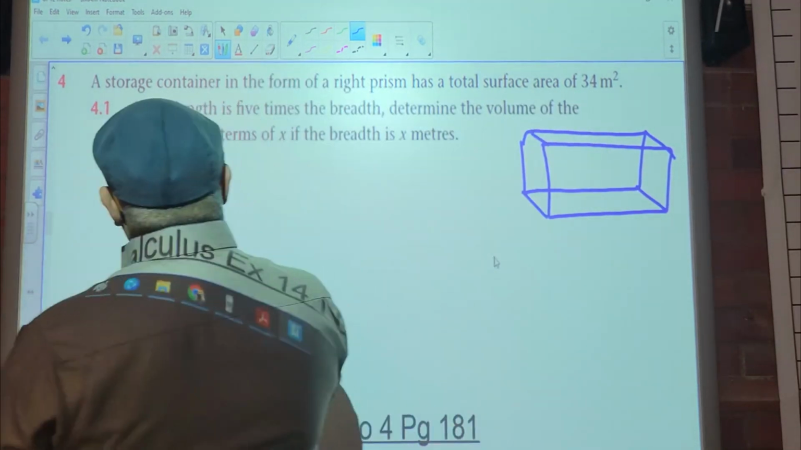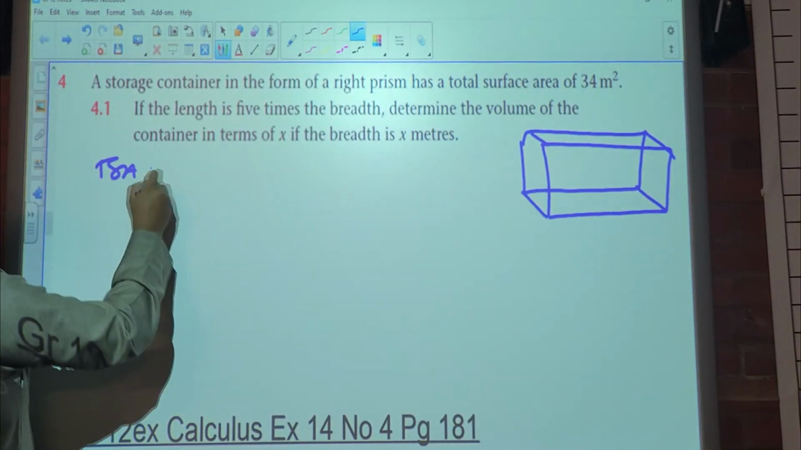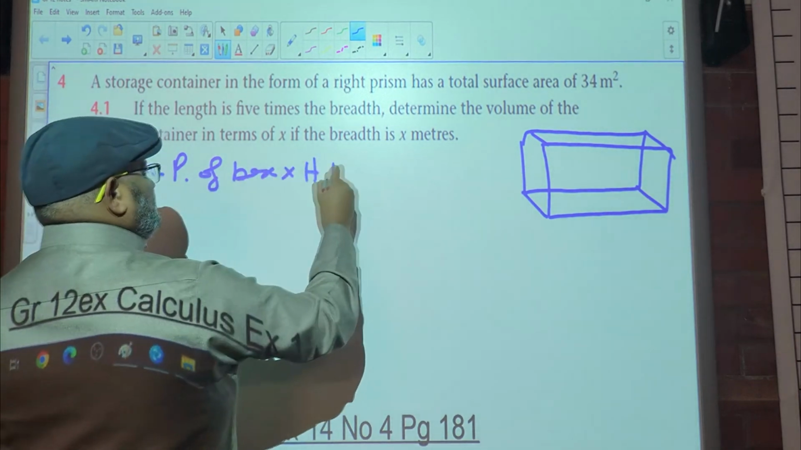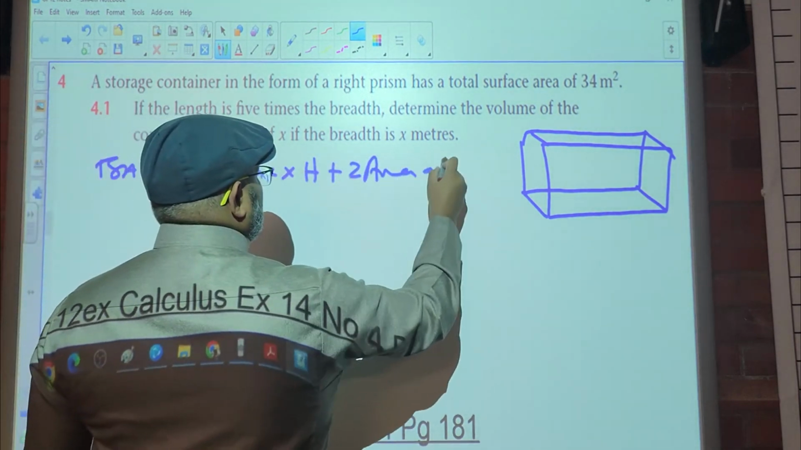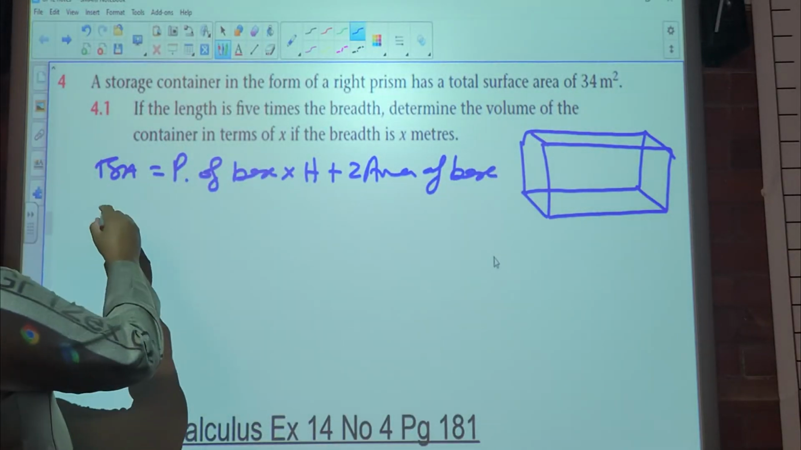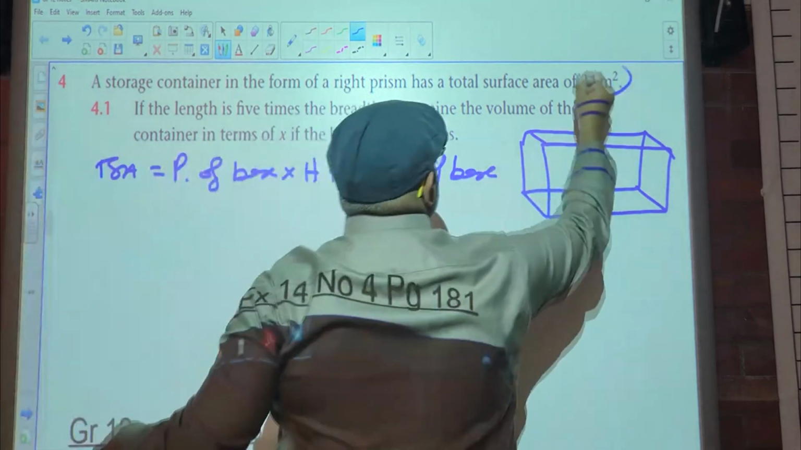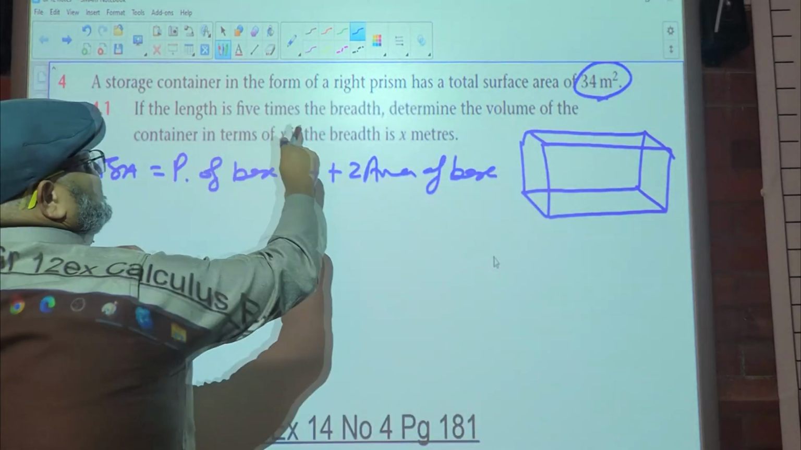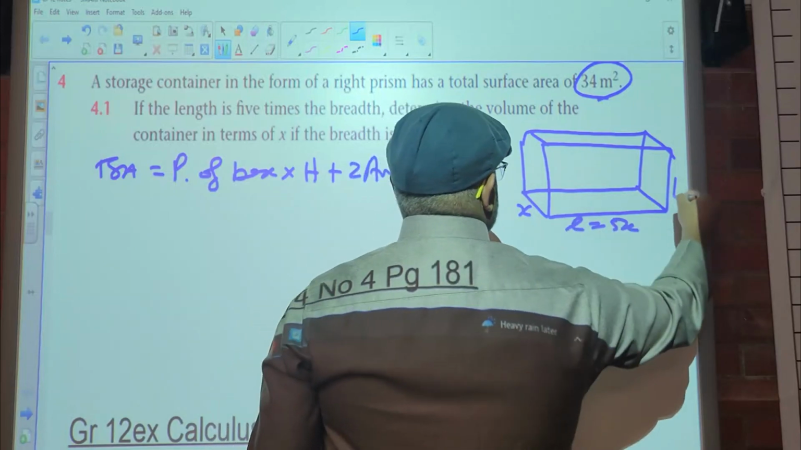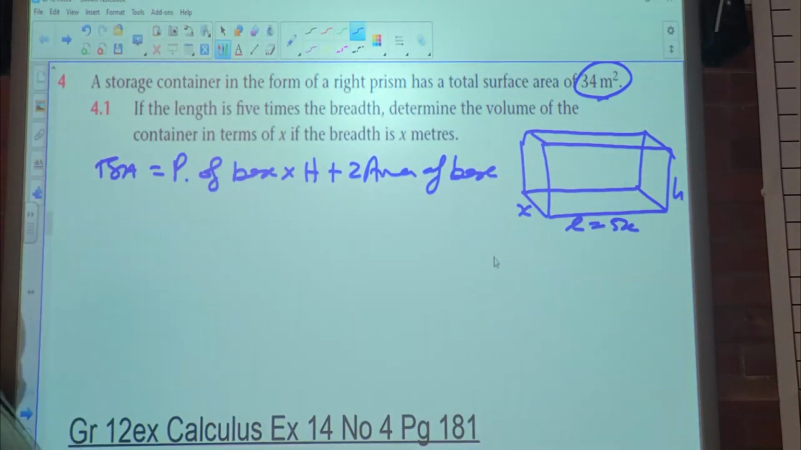So how do we calculate the total surface area? It will be perimeter of base times height plus twice area of base. The total surface area is going to be 34 meters squared. If the length is 5 times the breadth, so if you make the breadth x, the length will be 5x. And of course you've got the height here. It says then, determine the volume of the container in terms of x if the breadth is x meters.